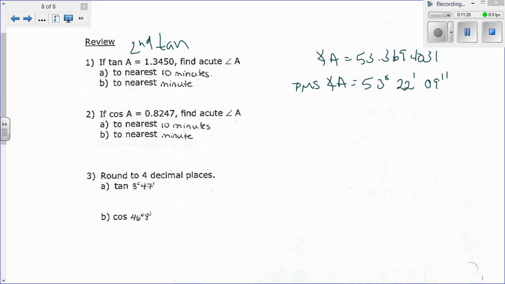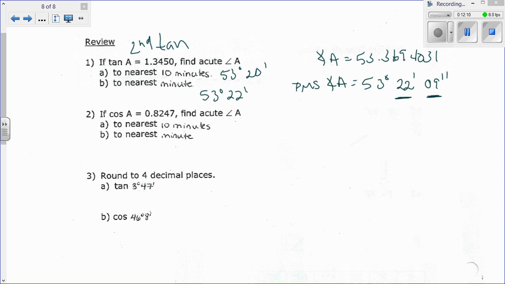and 9 seconds. So to the nearest 10 minutes, I need to look here. I have 22 minutes. The question you have to ask yourself is is 22 closer to 20 or is it closer to 30? It's closer to 20, so therefore we'd have 53 degrees and 20 minutes. To the nearest minute, we look to the seconds. Is this more than 30 or less than 30? Well, it's less than 30, so we don't have to round up. We just leave it where it is. So it's 53 degrees, 22 minutes.